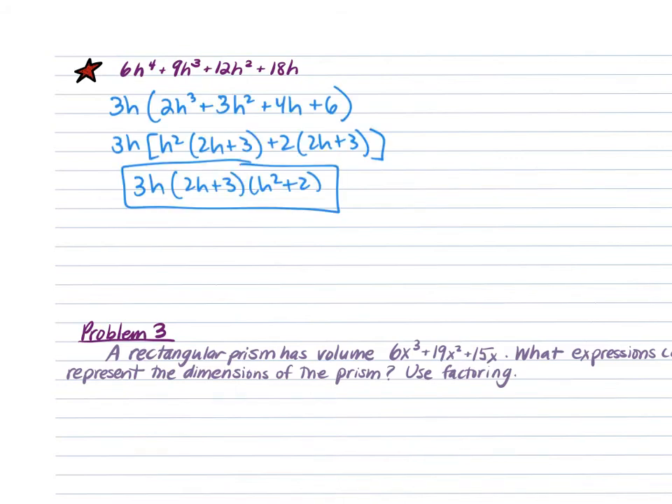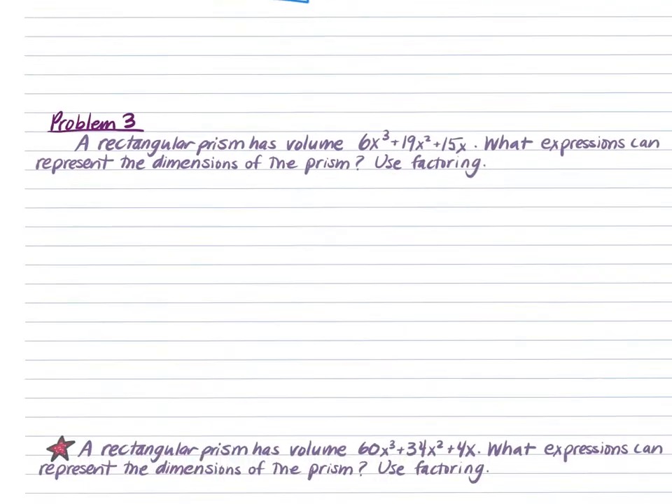Okay, hopefully you got that 3h was the GCF. Here, right, they all have at least one h, and they all at least have one 3. So we pull out the 3h, divide each term, and then factor that by grouping, and you're left with 3h times 2h plus 3 times h squared plus 2.